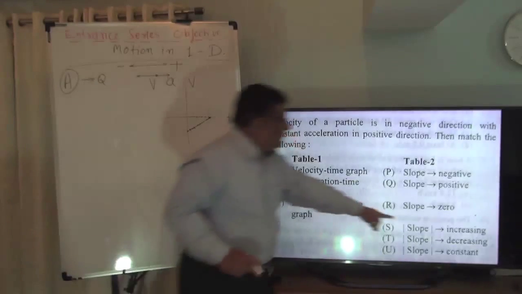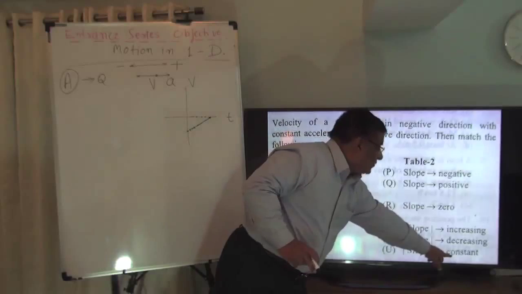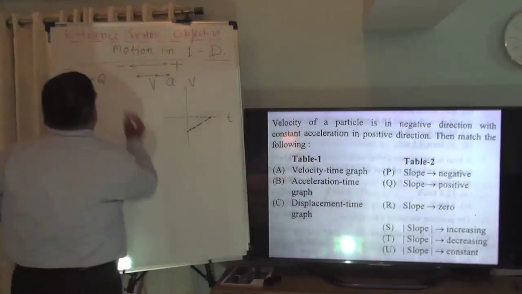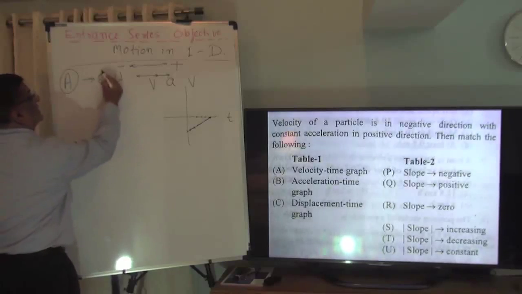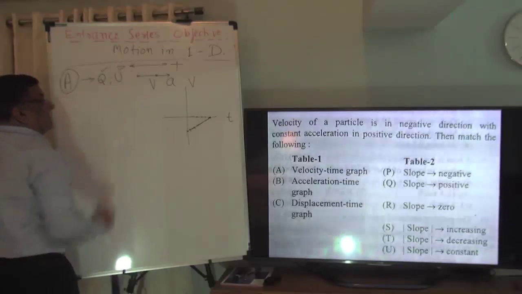So what we will say, how is the slope, which nature? The answer is slope is constant. So that is U. So A is matched with Q and A is matched with U.